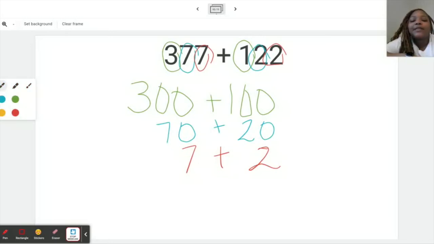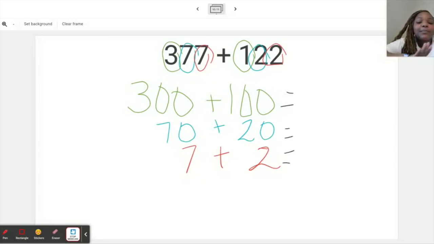So now it's time for us to add, going across. So what is 300 plus 100? Remember, I know that's a big number, so just block out those zeros and just think about what's 3 plus 1. Yes, 4. So I'm going to write my 4, but how many zeros should I have? 2, yes. So I'm going to put 2 zeros. So 400.